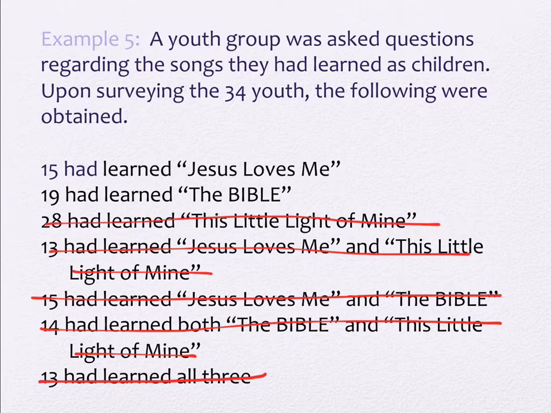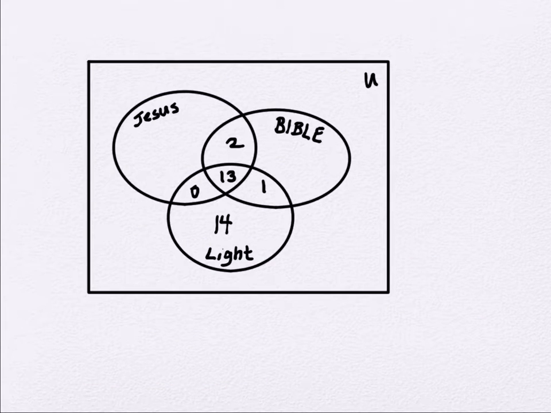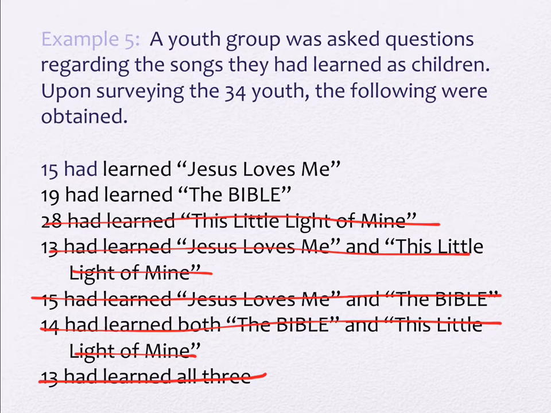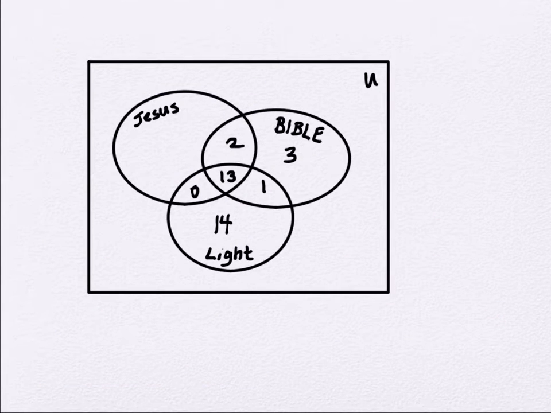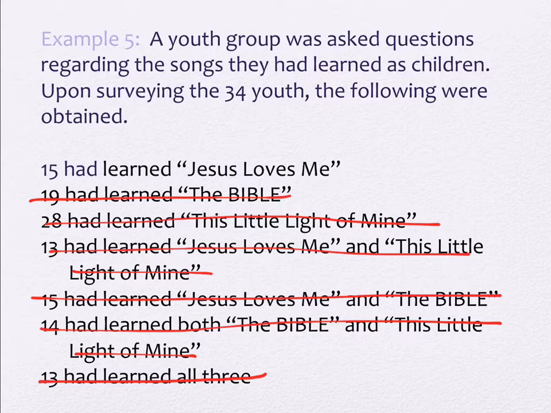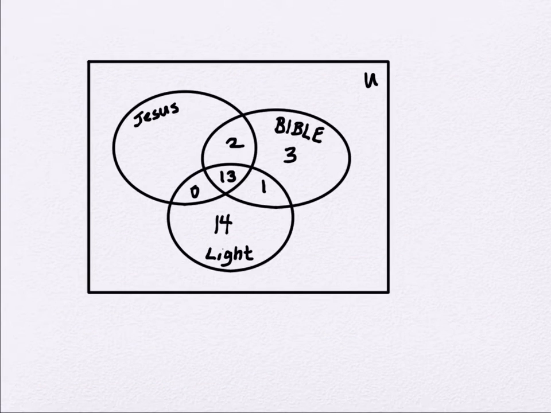I am supposed to have 19 included in the Bible circle. So that's the top right. I have 13 plus 2 plus 1, which is a total of 16, which means I'm missing 3. So that one's done. And then I have 15 had learned Jesus Loves Me. So 15 in the top left circle. Did I say that right? Was it 15? Yeah, 15 in the top left circle. And I've got 13 and 2 and 0 there, so that's another 0.